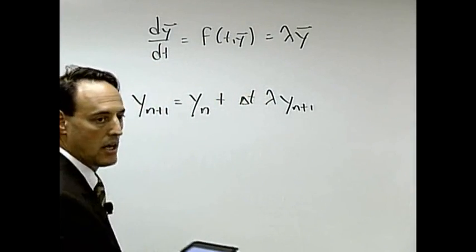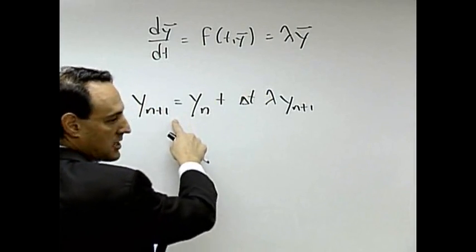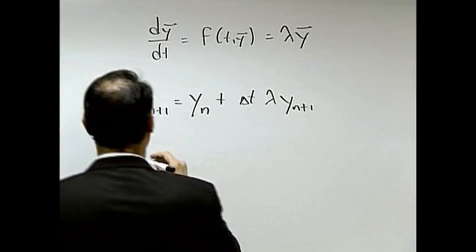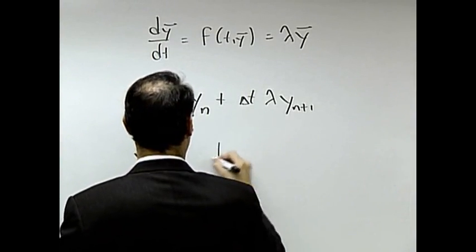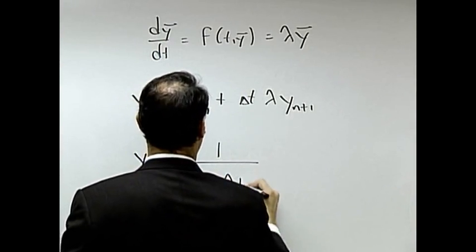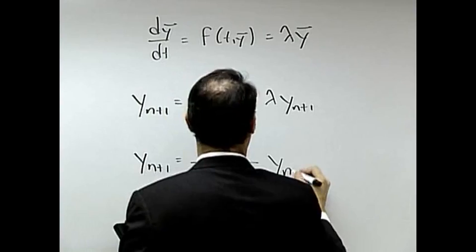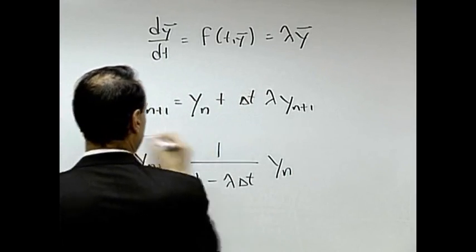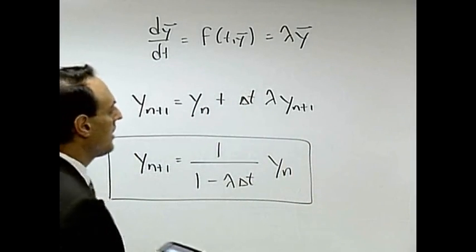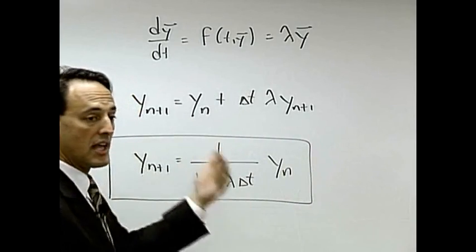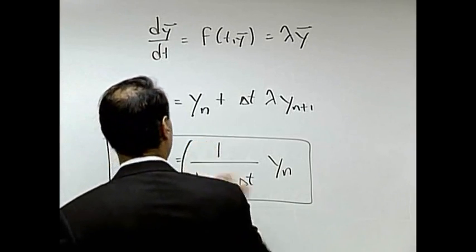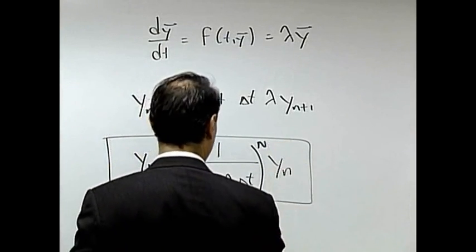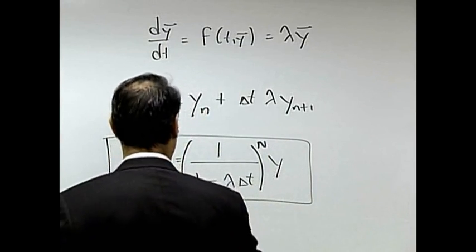Now, again, I can move this to the other side, pull out the y of n plus 1, and what I can find is y of n plus 1 is equal to 1 over 1 minus lambda delta t times y of n. Look at the difference in this scheme. So if I take n steps in this thing, then what I'm going to actually do is take this thing to the nth power, make that y0, make that n.